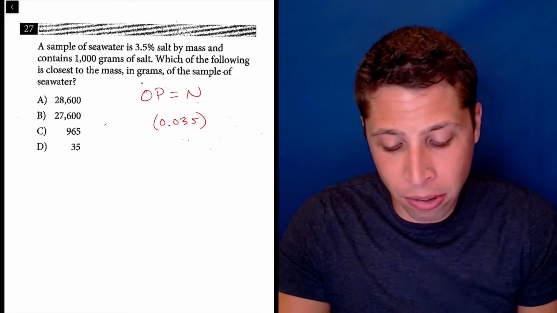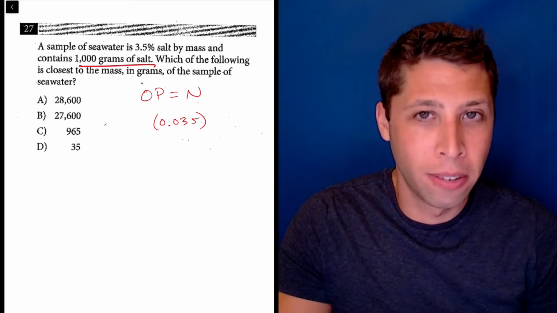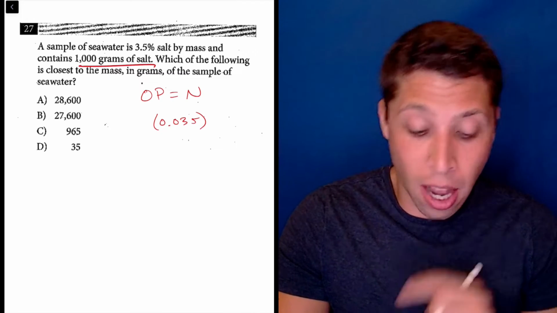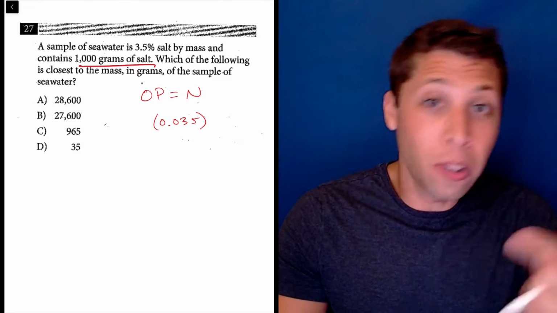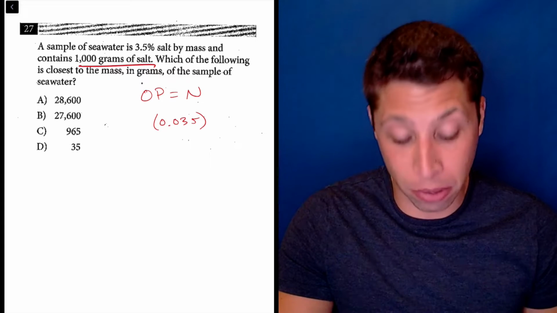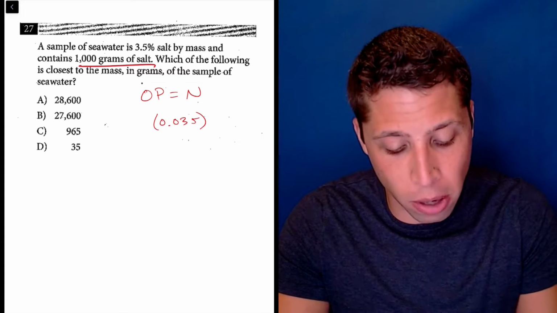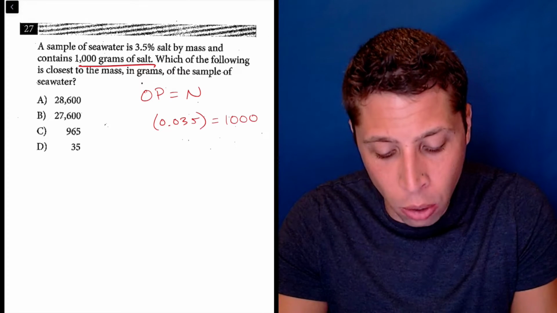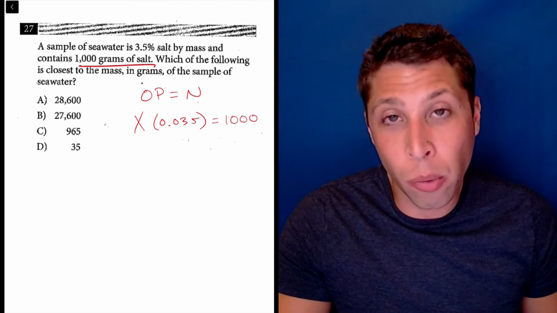Now, what is the 1,000 grams? That's the salt, right? So the salt is 3.5% of the seawater. So the seawater is like our base. That's our original amount. And the 1,000 is the 3.5%. So what most people do is they put this in the wrong spot. The 1,000 goes over here. We don't know what our original amount of seawater is.